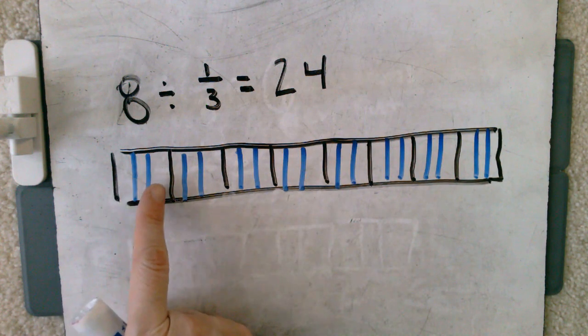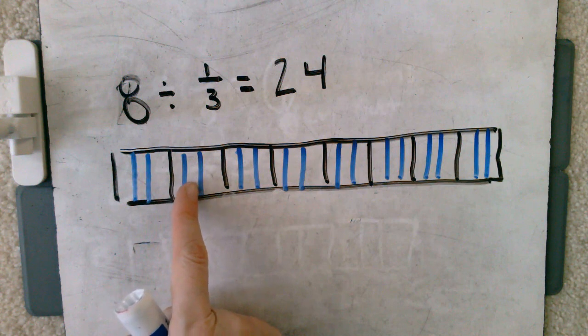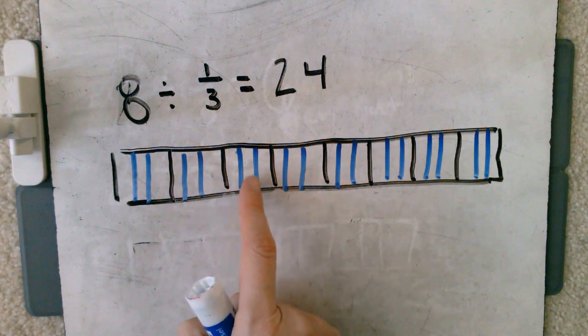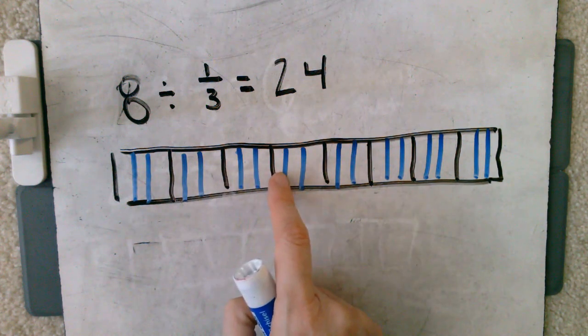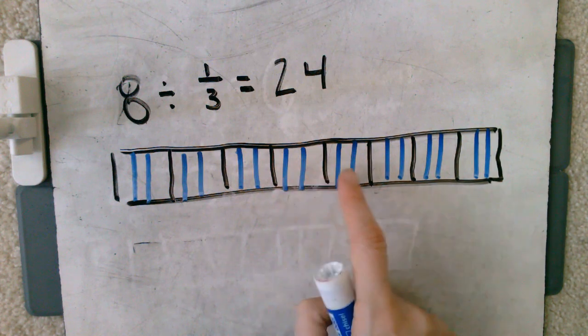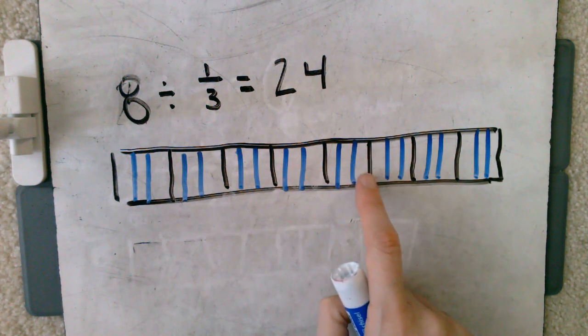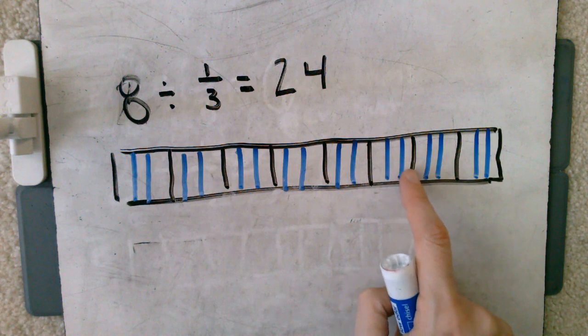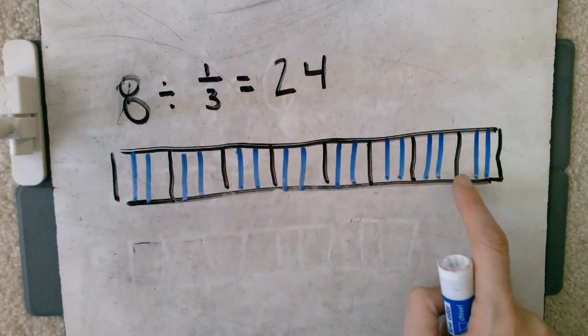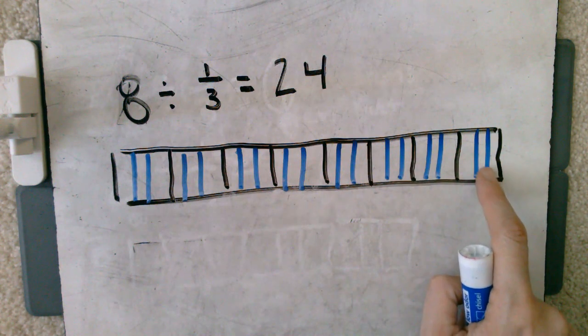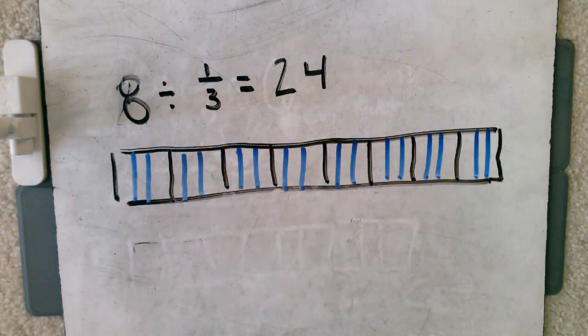1, 2, 3, 4, 5, 6, 7, 8, 9, 10, 11, 12, 13, 14, 15, 16, 17, 18, 19, 20, 21, 22, 23, 24. You get 24 pieces. Nice job, mathematicians. If you drew out this picture, give yourself a high five and give a neighbor a high five if you see they have a nice picture too.